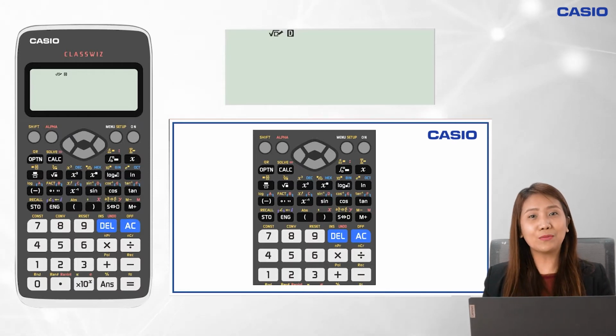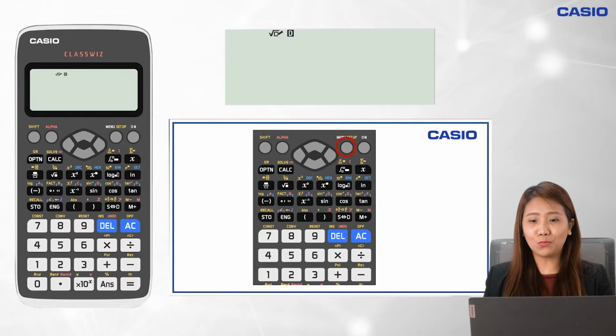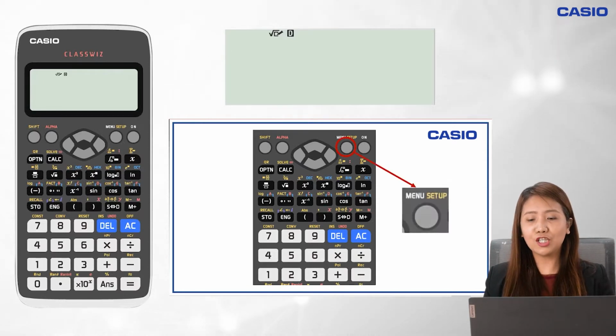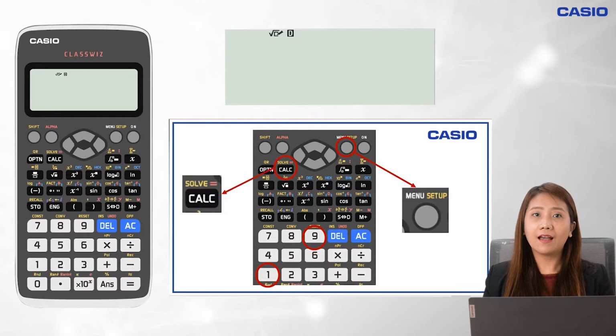In this lesson, we will be exploring Menu 1, which is the Calculate mode, and Menu 9, which is the Table mode. We will also be using the Calc key as we learn and teach domain and range with CASIO ClassWiz.